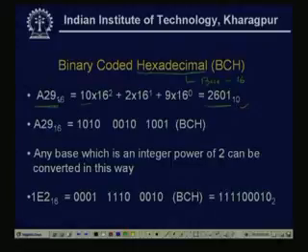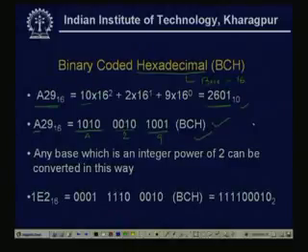Now, if I want to convert the same number into BCH, in this case each hexadecimal digit will be represented by 4 bits. Every one will be represented by 4 bits. In octal it was represented by 3 bits. So, this A means 10, so this is 1010. This is my 2 and this is my 9. So, this is the BCH code, or binary coded hexadecimal code.